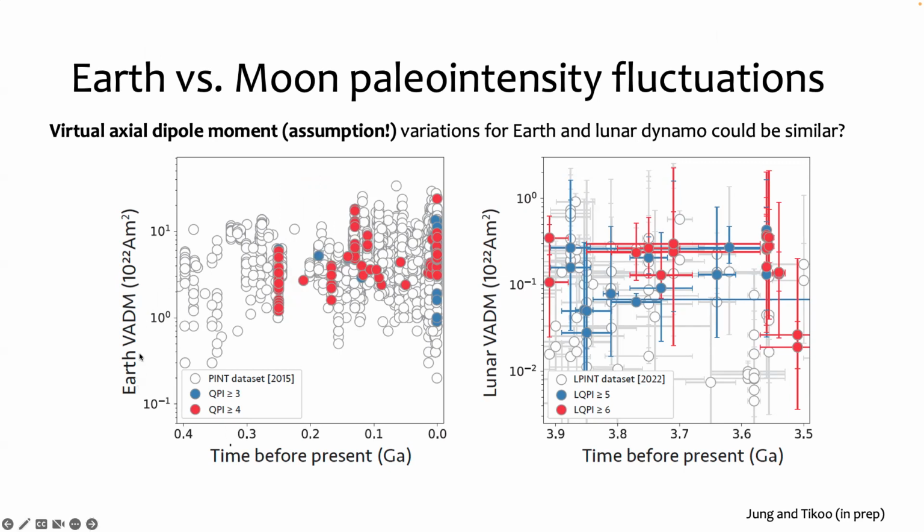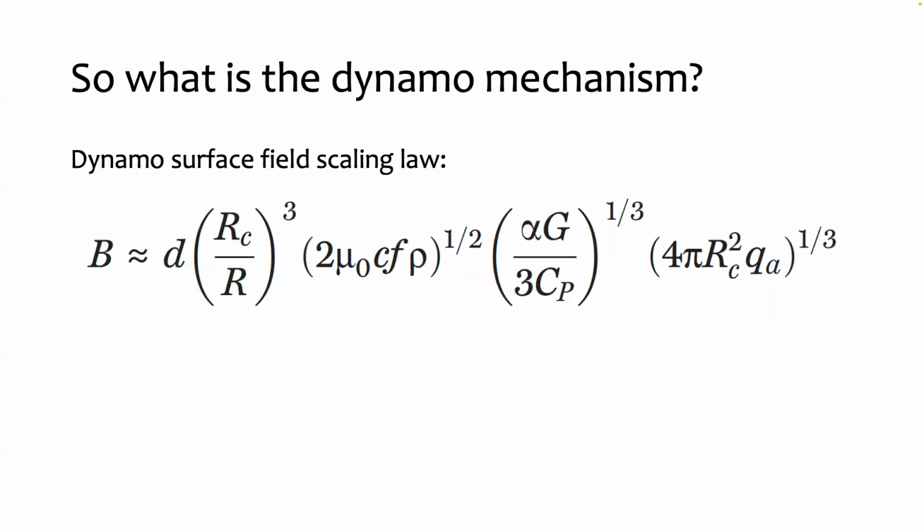On the left, this is the Earth's virtual axial dipole moment in the last 400 million years. What we found is that the Earth's magnetic field fluctuates, even within the last 400 million years, by a factor of about 15. If we filter the lunar data, so the colors are filtered data, and the red ones are the highest quality data, blue are acceptable on the Earth, if we use a similar filtering technique to filter lunar data, what we find is that the moon's paleointensity fluctuations are probably about a factor of 23, which is actually not that different from the Earth's changes, which are about a factor of 15.